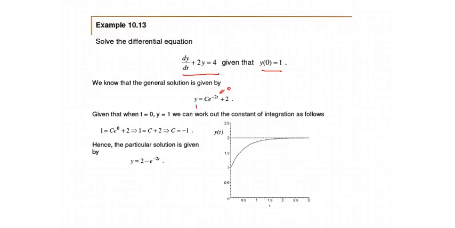Exponential raised to the power 0 is going to give me a 1. So that gives me 1 plus the c plus the 2. Rearrange the 2 to move it to the left hand side, so the constant is going to be -1. Now let's put the -1 back into this result, rearrange it so it looks a bit nicer, and then we're going to get the particular solution to that problem.